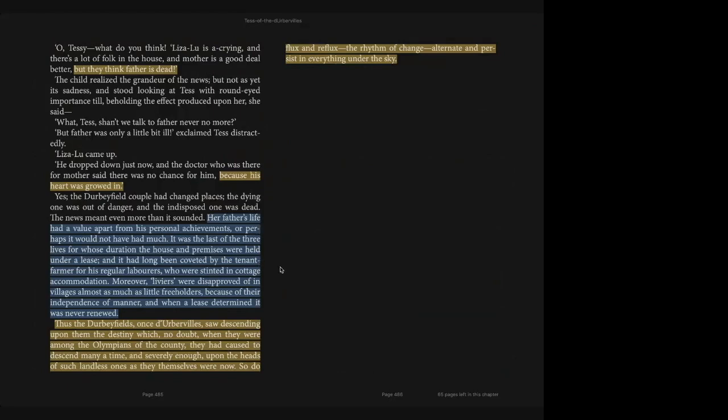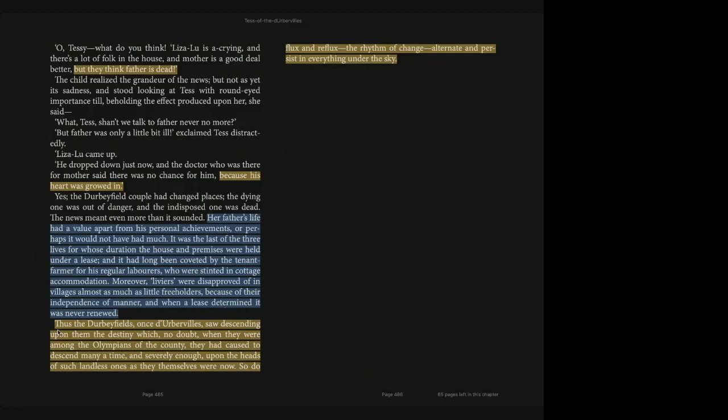The other thing is that there's a little tongue-in-cheek comment here about the independence of people like John Durbeyfield, who have lived on a plot of land that isn't theirs for so long. And so society also frowns on people having that kind of independence.